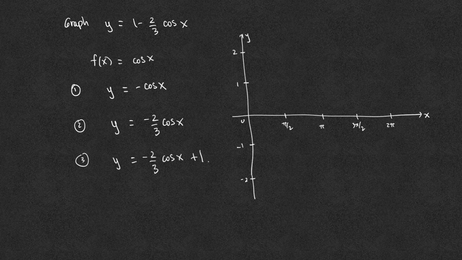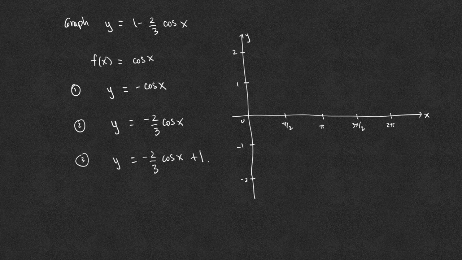For trigonometric functions, most likely we have to scale the x-axis so that it is a multiple of pi. In this case, pi over 2, pi, 3 pi over 2, 2 pi, because the period of cosine is 2 pi. First, we need the graph of cosine of x.